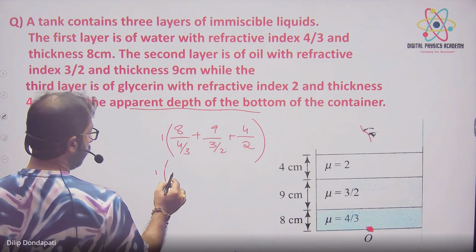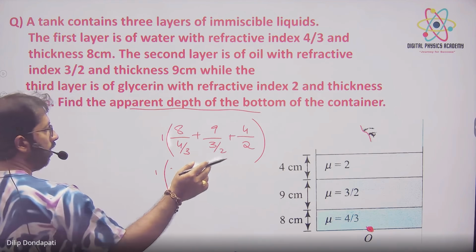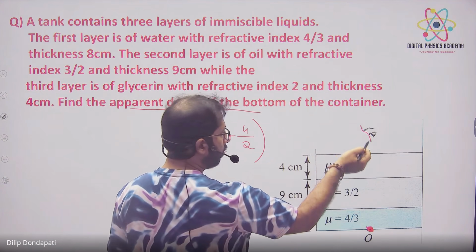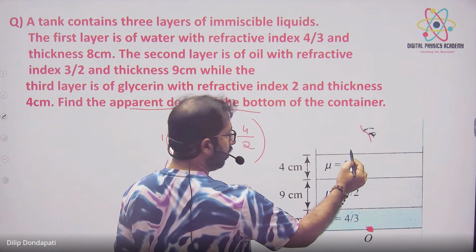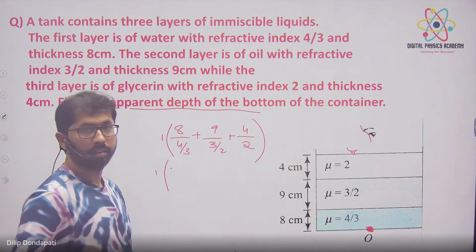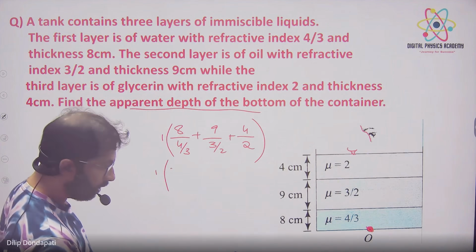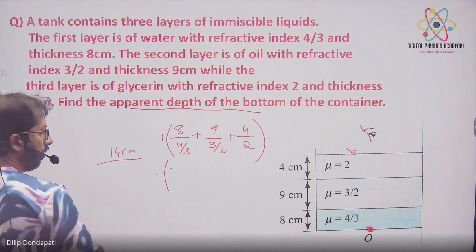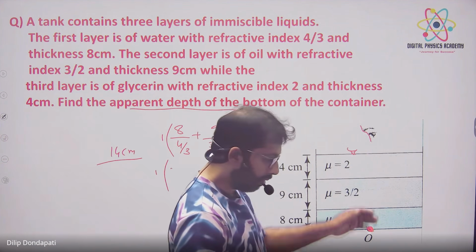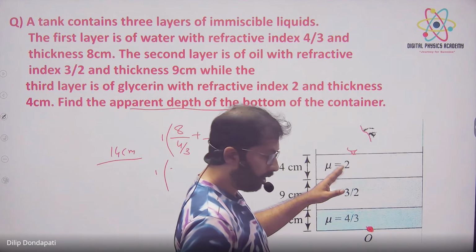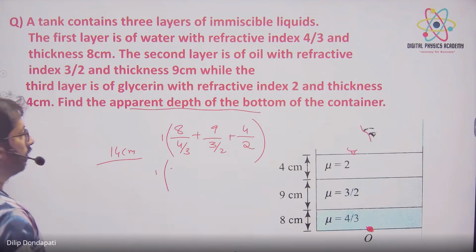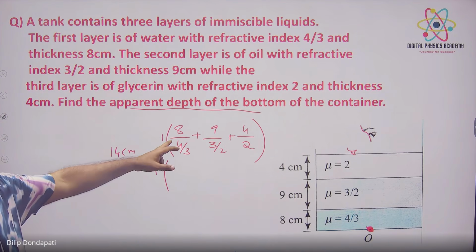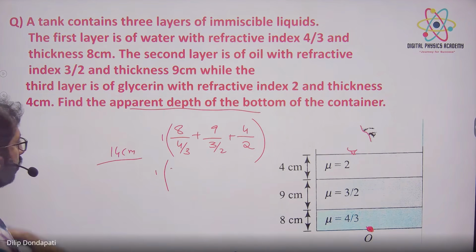The outer one is air, so indirectly there is no depth there. Nothing is given, meaning he is seeing from somewhere here. So if you solve, you will get 14 centimeters. So the object is finally 14 centimeters below the top surface. Did you understand, Shriram? The formula is the same for multiple surfaces. So do as much as you can.